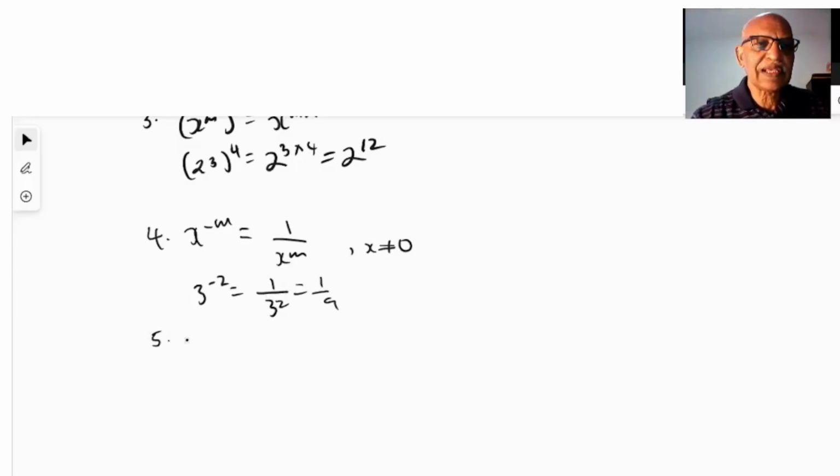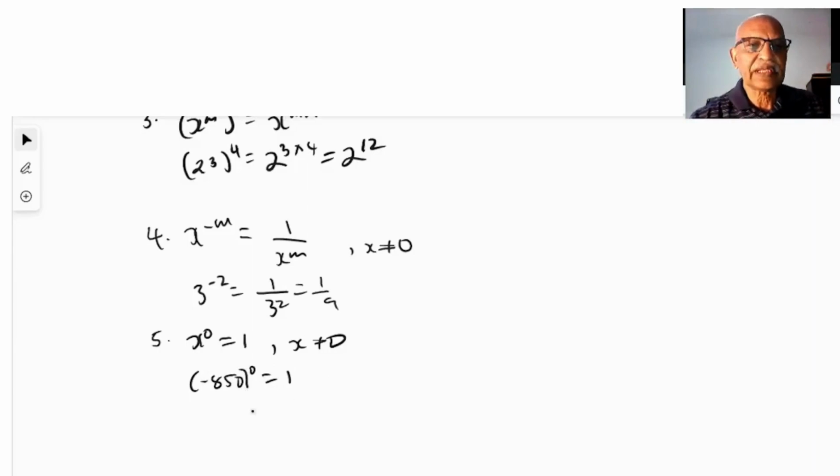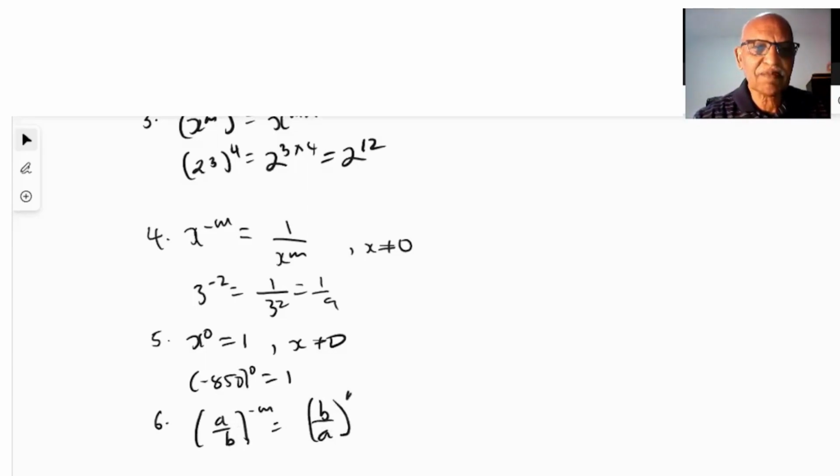The next one is any number to the power 0 is always 1, no matter what, but x cannot be equal to 0. I don't have 0 to the power 0. If I have negative 850 to the power of 0, this is equal to 1. With this one here, then we have a fraction like a over b to the power of minus m. To change it to positive exponents, I have to exchange a and b. This becomes b over a to the power of positive m.